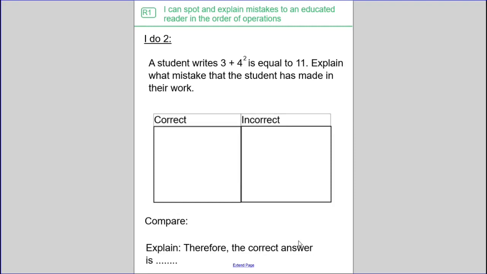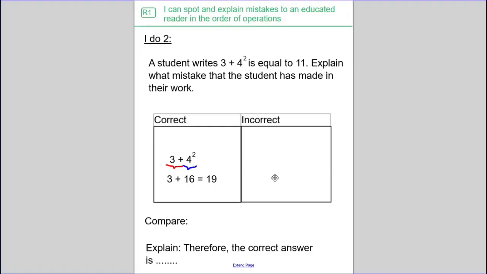Let's have a look at another question together. A student writes 3 plus 4 squared is equal to 11. Explain what mistake the student has made in their work. So we're going to start off with the question that we're given, and we're going to try and solve it in the correct box. So 3 plus 4 squared, we do the indices first, 16, then we add the 2 together. 3 plus 16 gives us 19.